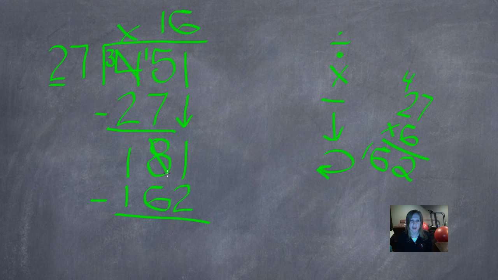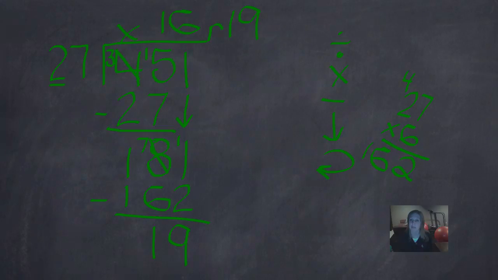1 minus 2 you can't do. 11 minus 2 is 9, and 7 minus 6 is 1. Now, 19 is less than 27, so again, the number that I picked to go in the quotient is correct there, and this is our remainder because I have nothing left to bring down. To check that, I'm going to multiply 16 times 27 and then add 19 to that, and I should get 451, which is my dividend.